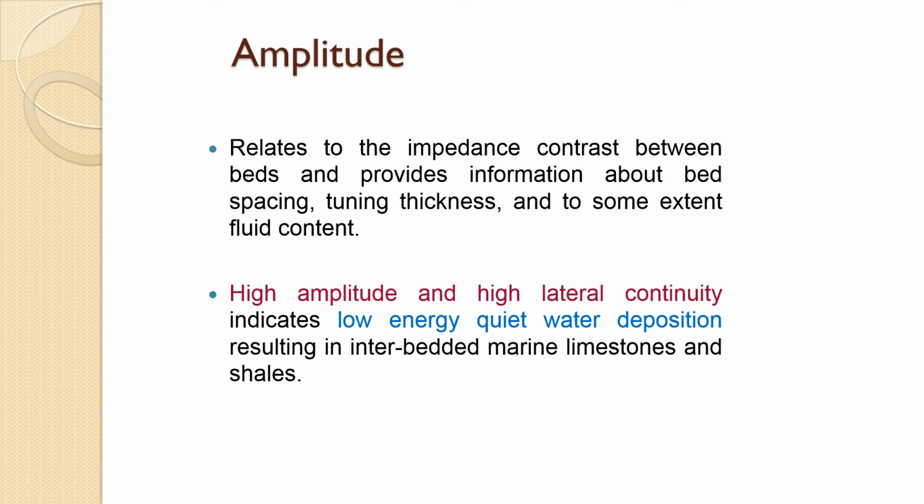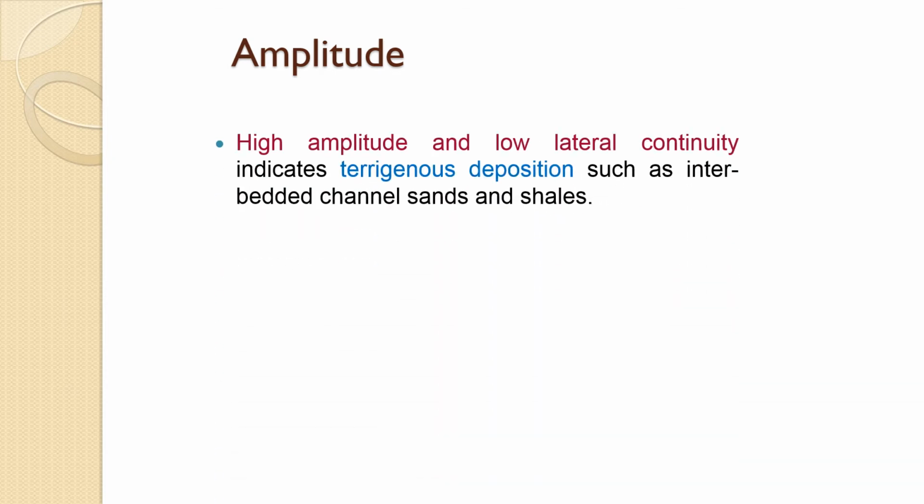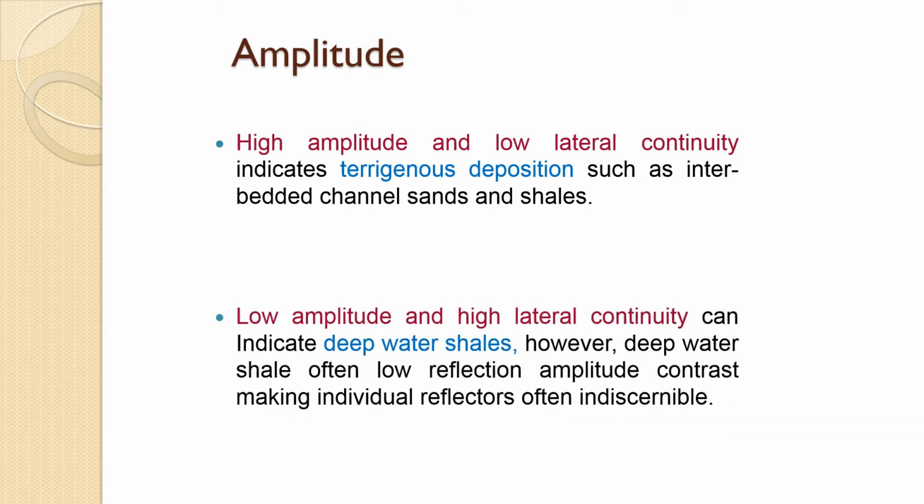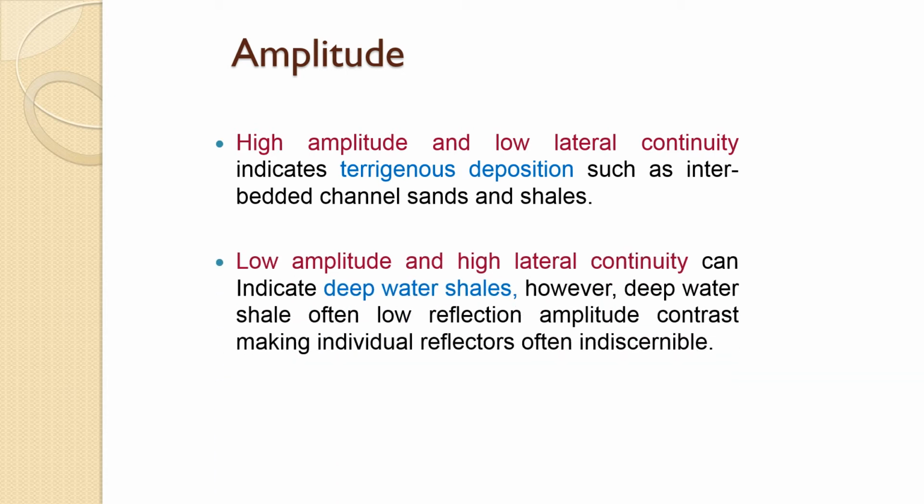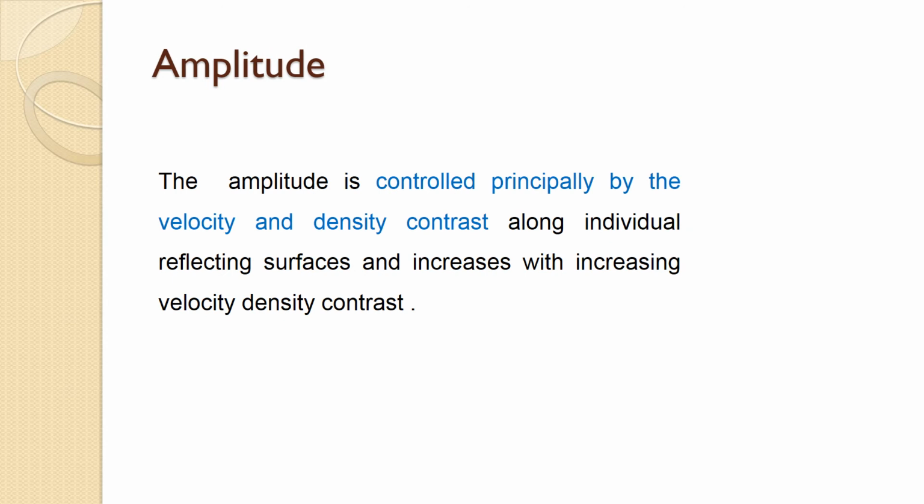So high amplitude and high lateral continuity indicate low energy quiet water deposition, while high amplitude and low lateral continuity indicate heterogeneous deposition, such as interbedded channel sands and shales. If we have low amplitude and high lateral continuity, this will indicate deep water. So the amplitude is controlled principally by the velocity and density contrast. This is the main point.